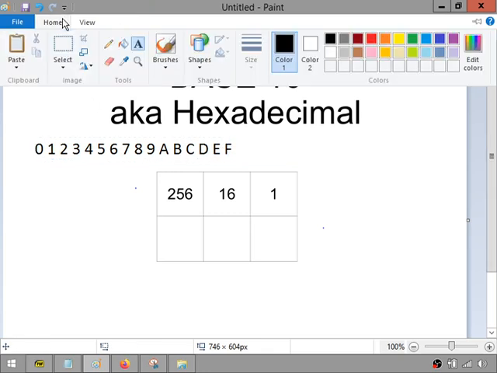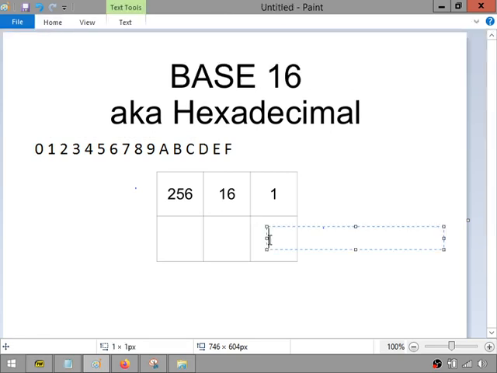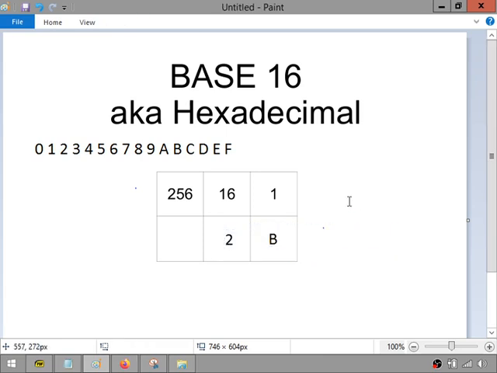Okay, now I'm just going to throw you straight into an example question. I want you to figure out what this number is. So we've got B in this column and 2 in this column. We're going to convert this into decimal. Now, if you're feeling brave enough to try this yourself, pause this video and give it a go, but otherwise carry on watching and I'm going to talk you through the process.